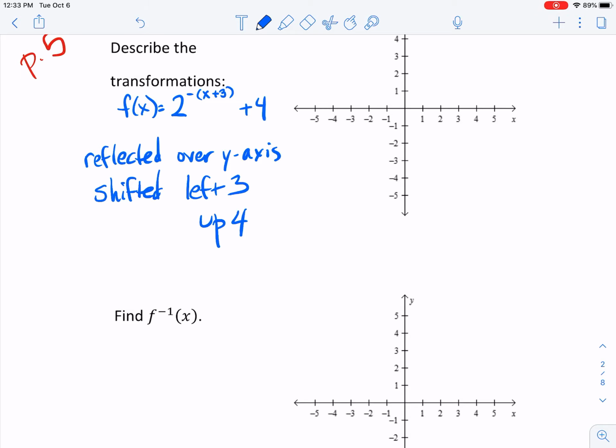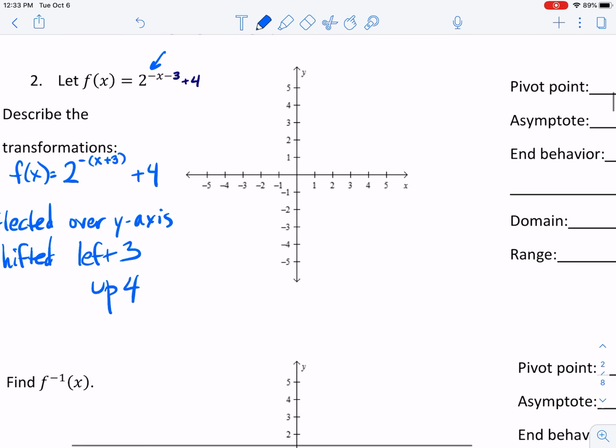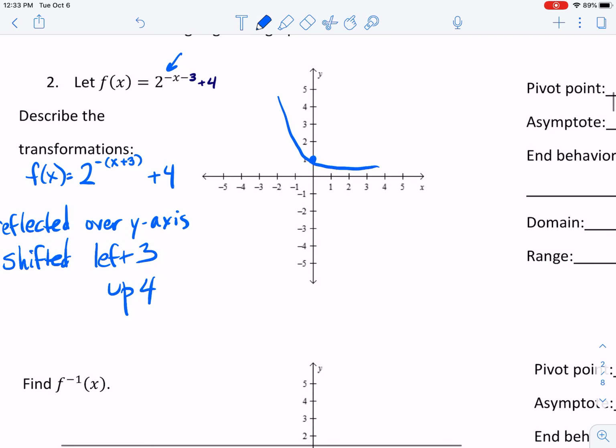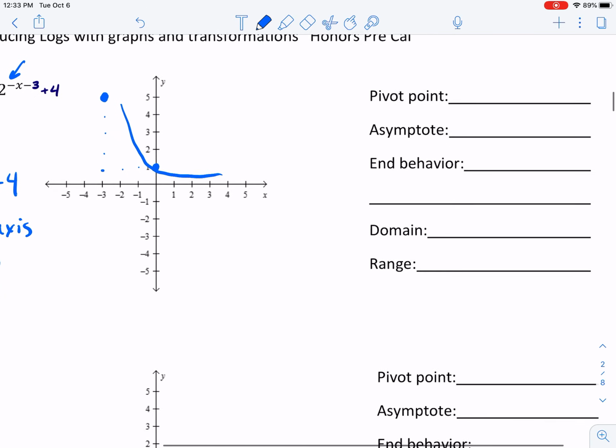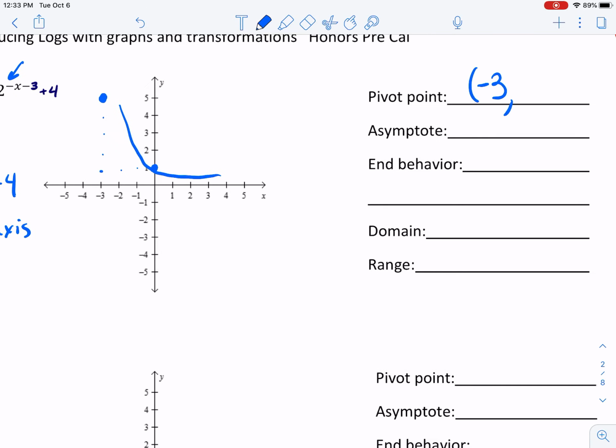I lied, up 4. Okay, so if you think about our parent function normally does something like this, but we reflected it because of the negative, so it's now doing something like this. And now we've taken this and we're going to shift it to the left 3. So this pivot point is going to go left 3 and up 4. So that's my new pivot point, okay? My new pivot point is at the point (-3, 5).